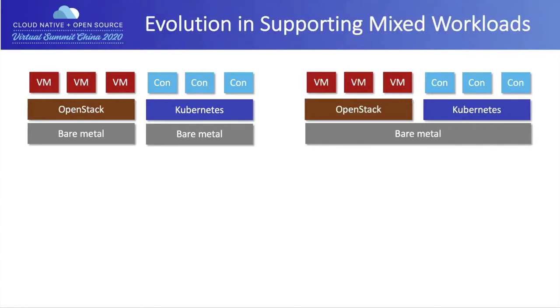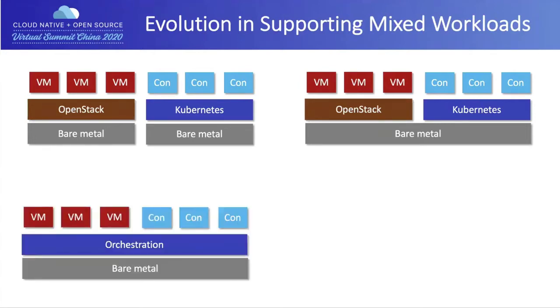We could still use two clusters, two different stacks. The problem with that is that it's very hard to coordinate the resource allocation between these two stacks because they're being run independently of each other. This is where the new design comes in, where we just want to have one single layer of orchestration between the workloads and the bare metal cluster.